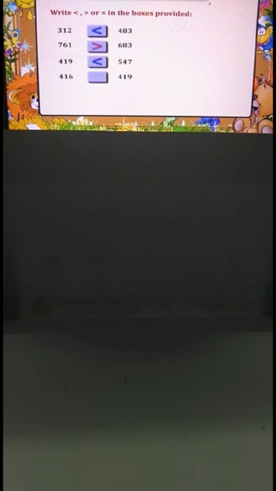The next number, 416 and again 419. So if the hundreds place is same, we will compare the tens place, wherein the tens place is also same. So we will compare the units place, that is 6 and 9, wherein 9 is greater. So 419 is greater than 416. Let us see the next number, 408 and 308. Naturally 408 is greater than 308.